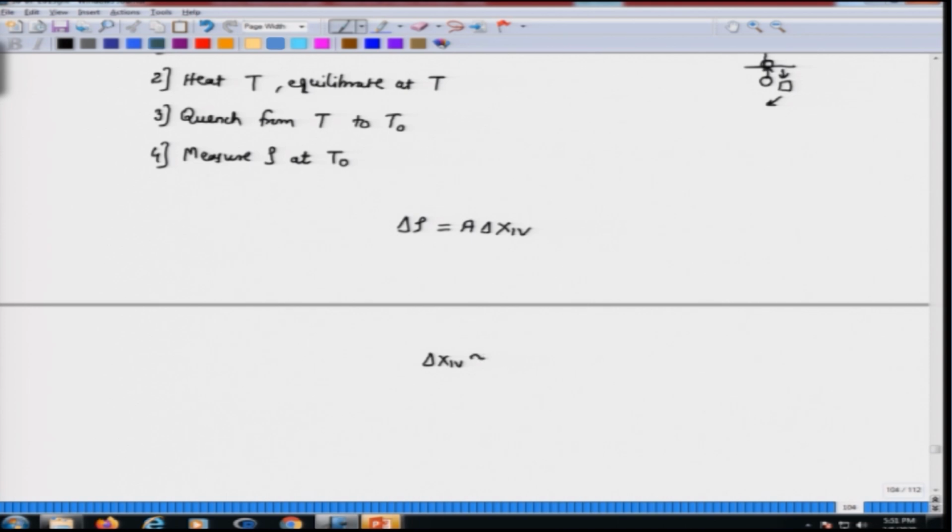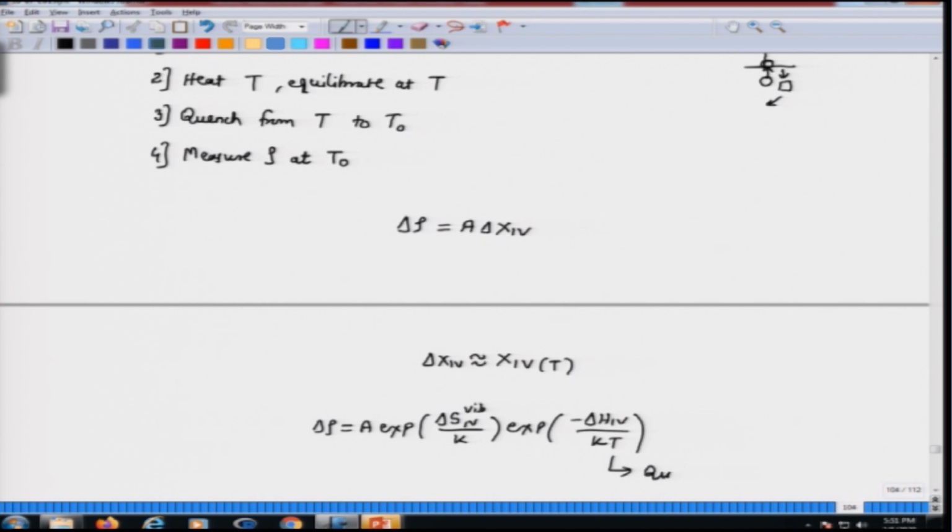Now, this delta x 1 v, again the difference between T and T 0 is going to be very large. So, delta x 1 v can be approximately taken as equal to x 1 v at the quenching temperature T. And so, we can write delta rho is equal to A exponential delta S 1 v by K times exponential minus delta H 1 v by K T. And remember, this T here belongs to the quenching temperature.